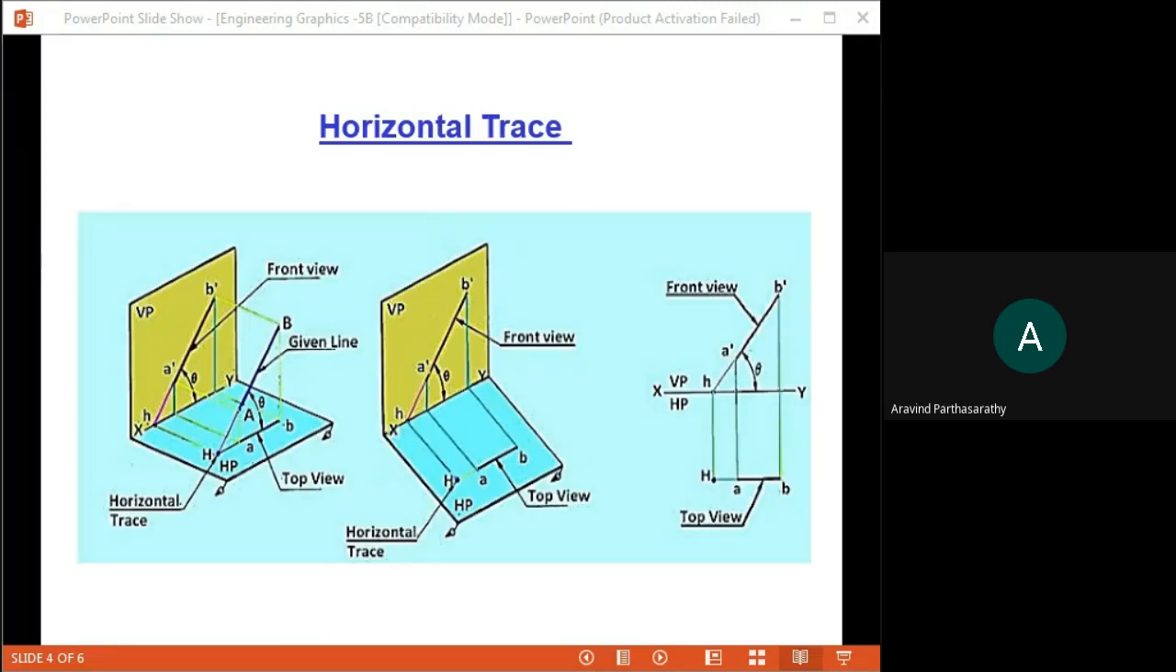Anyway, I think 31 persons are currently present here, 40% are there. Now, if anyone has any doubt related to the horizontal trace and vertical trace, please let me know now. Okay. Right. Yeah, I hope you all understood about the vertical trace and horizontal trace.